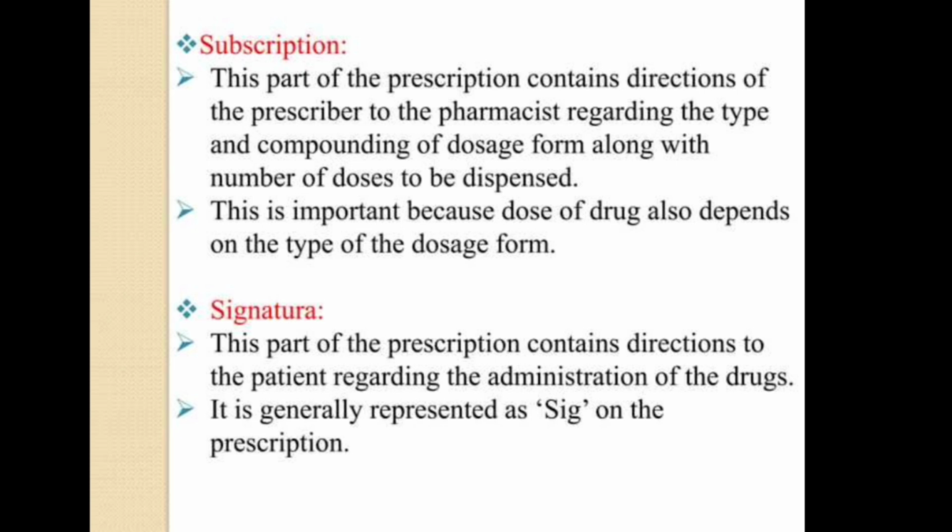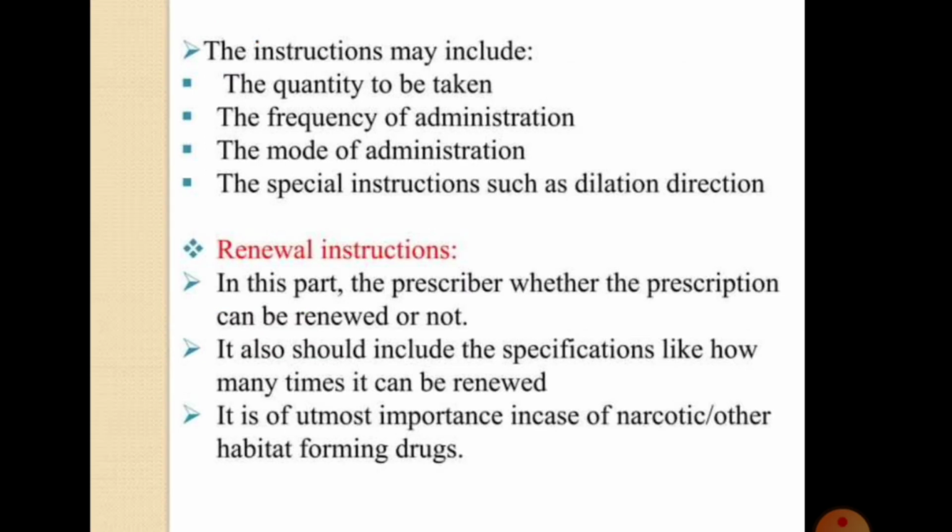Next is the signature. This part of the prescription contains the directions to the patient regarding the administration of the drug. It is generally represented as Sig on the prescription. The instructions may include the quantity to be taken, the frequency of administration, the mode of administration, and special instructions such as dilution, and renewal instructions. Here the prescriber states whether the prescription can be renewed or not, and should also specify how many times it can be renewed. This is of the utmost importance in the case of narcotics and other habit-forming drugs.